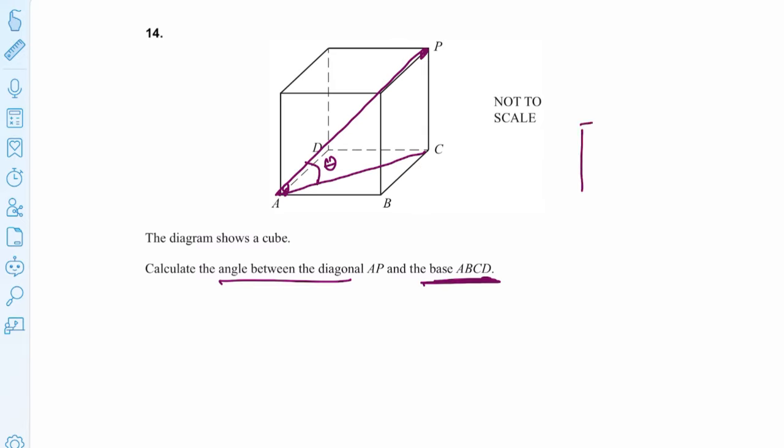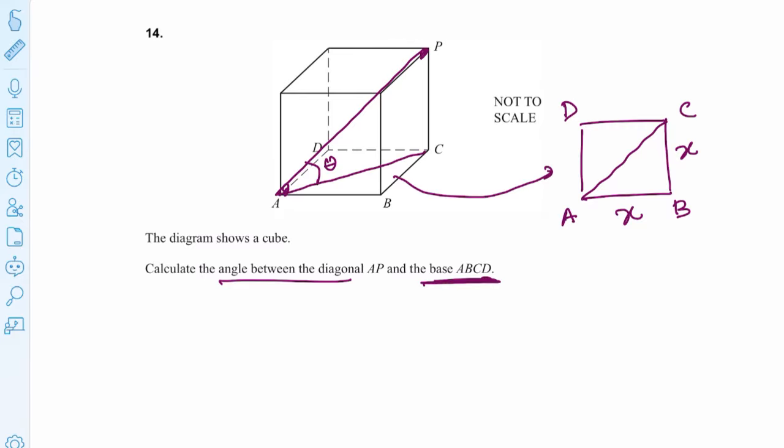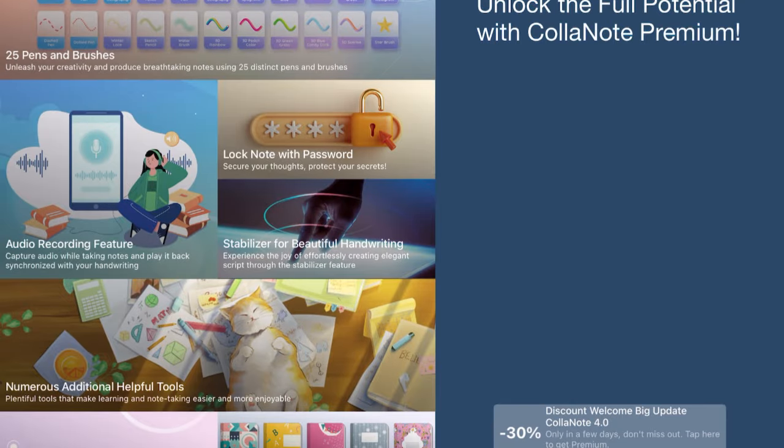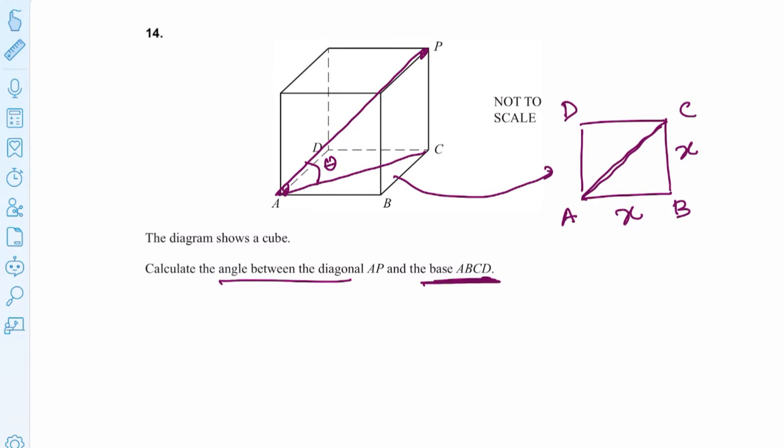Now all of us know for a cube, all the sides are exactly the same. For example, I'm taking this as x, and all sides are exactly the same. I'm talking about the bottom one right now. For example, this is A, this is B, this is C, and this is D. I have joined AC there. Now how to find the value of AC here, this one?